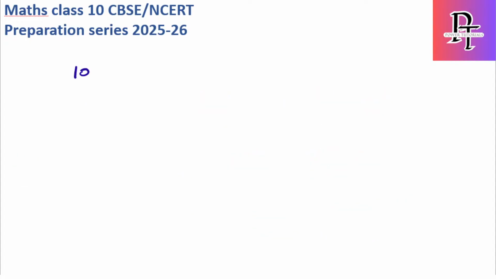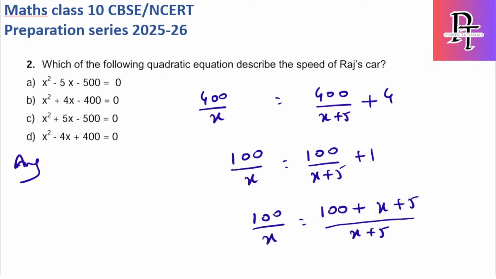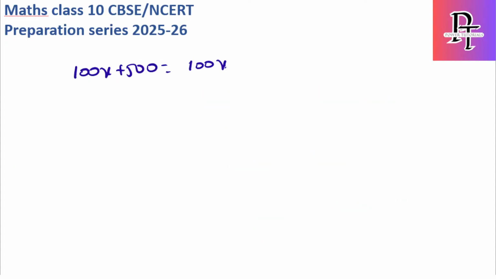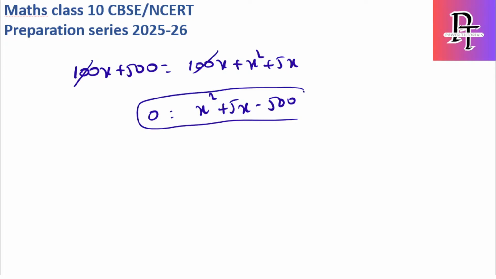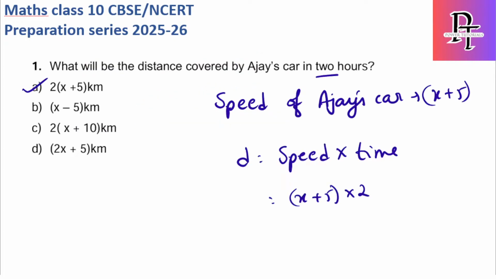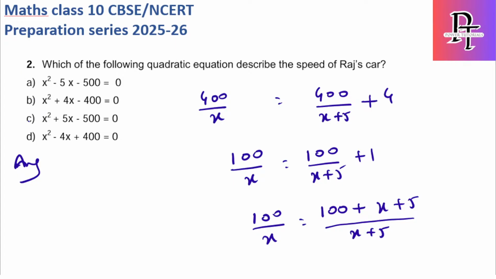So this becomes 100x plus 500 is equal to 100x plus x square plus 5x. I can cancel 100x on both sides. If I move 500 to the other side, 0 is equal to x square plus 5x minus 500. So the answer is x square plus 5x minus 500 is equal to 0, which is C. Don't choose blindly, because there can be minute changes also. Here you can see there is an x square minus 5x option as well. So check properly and then take the right answer.